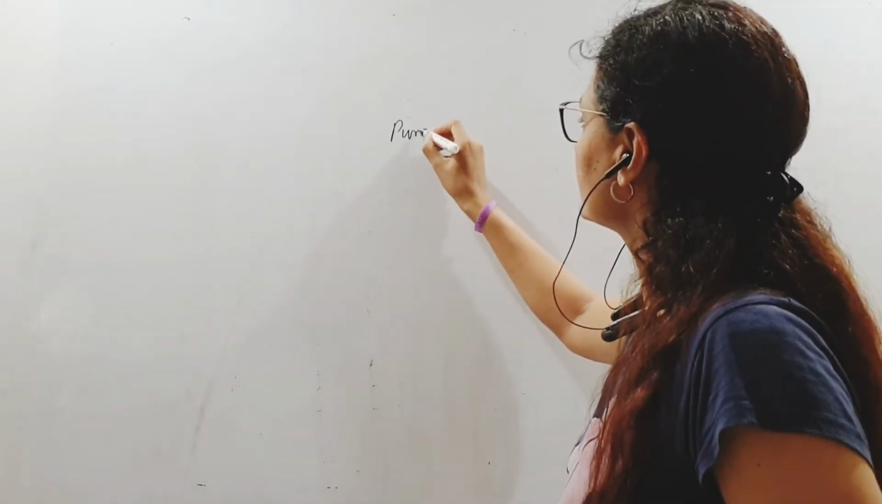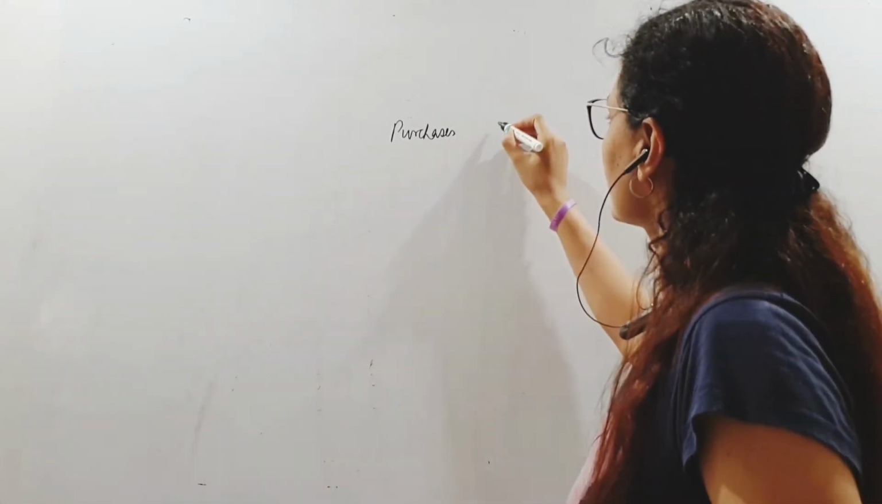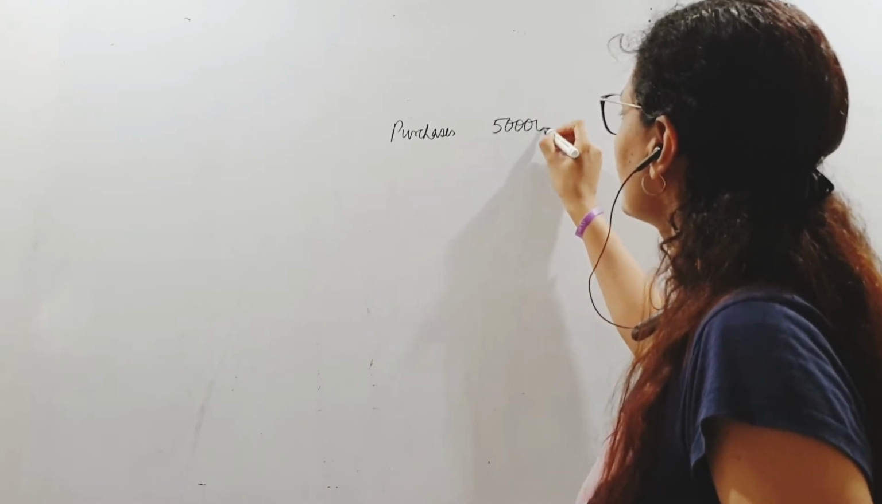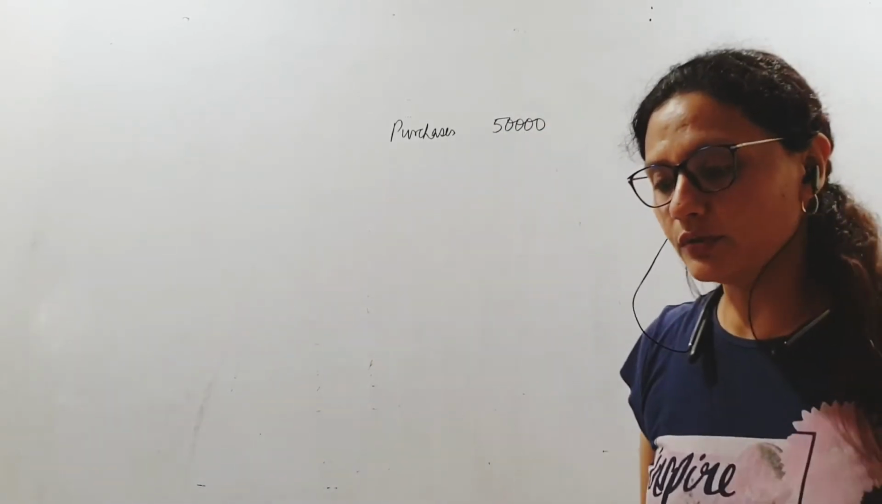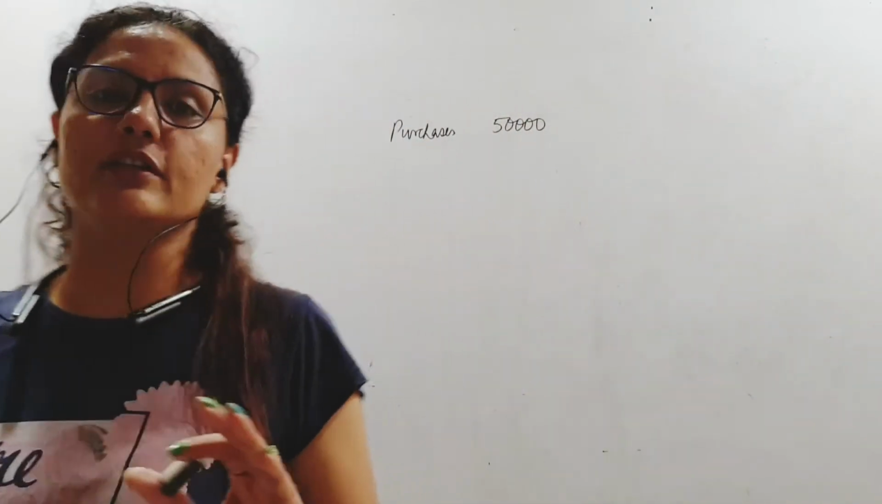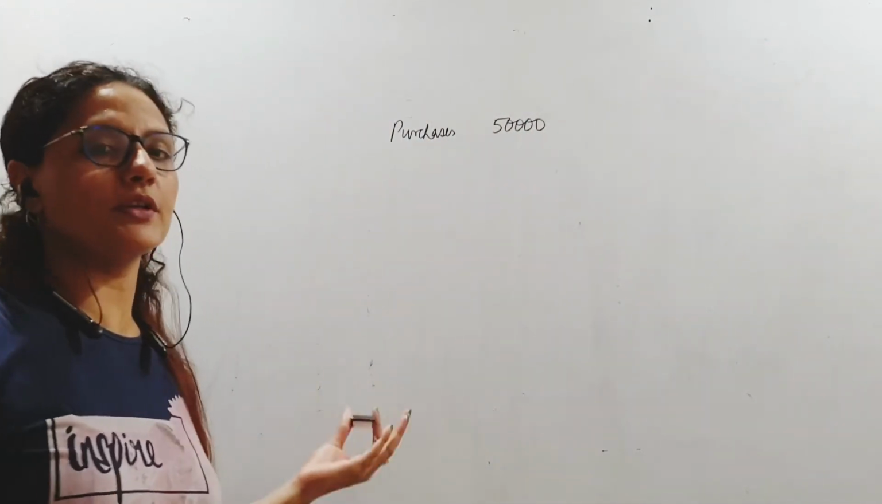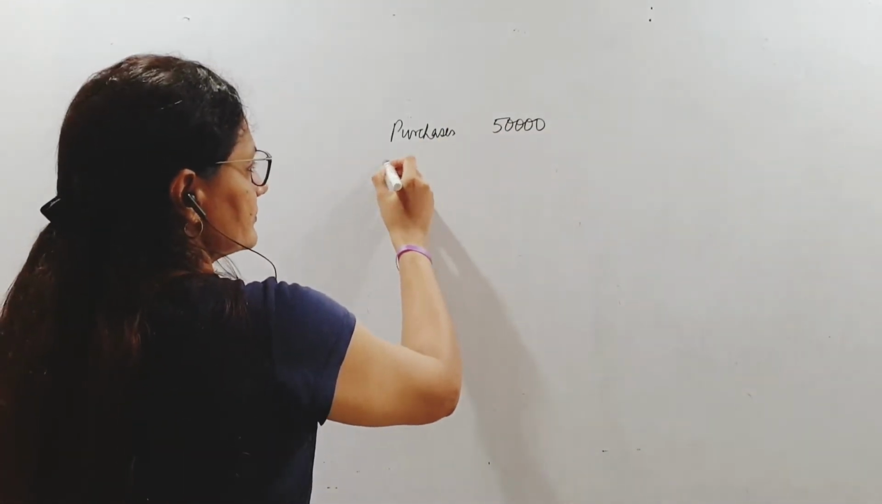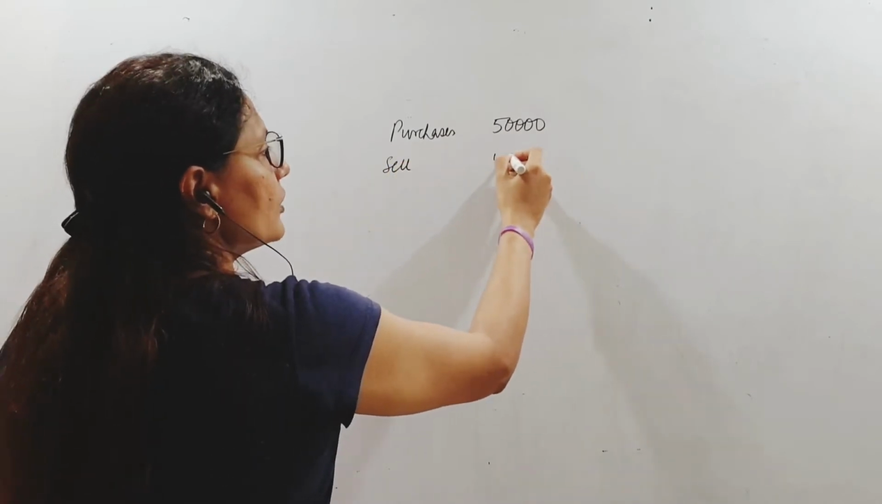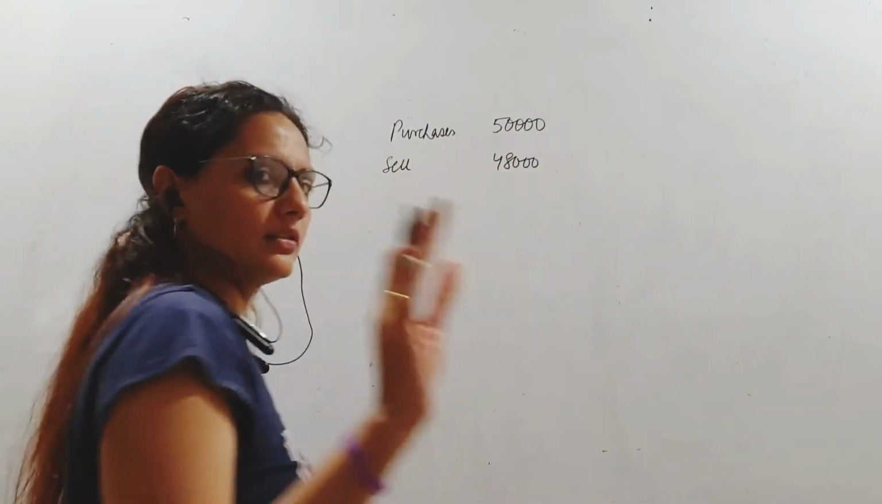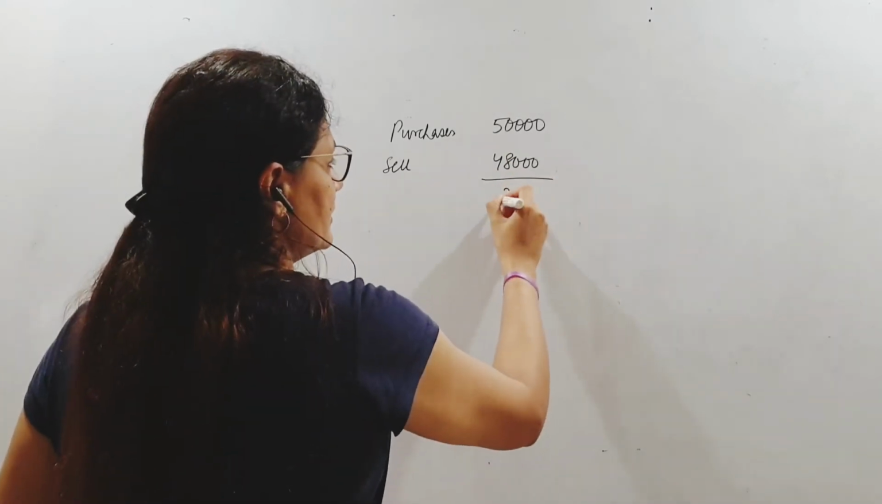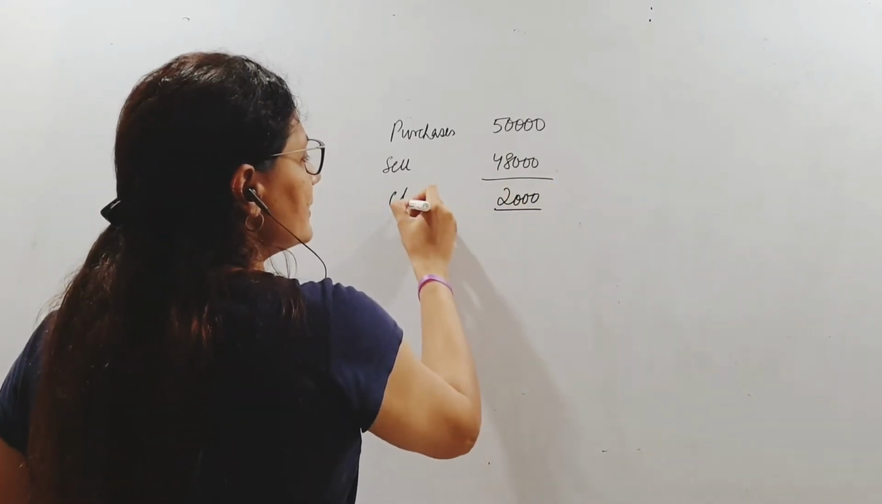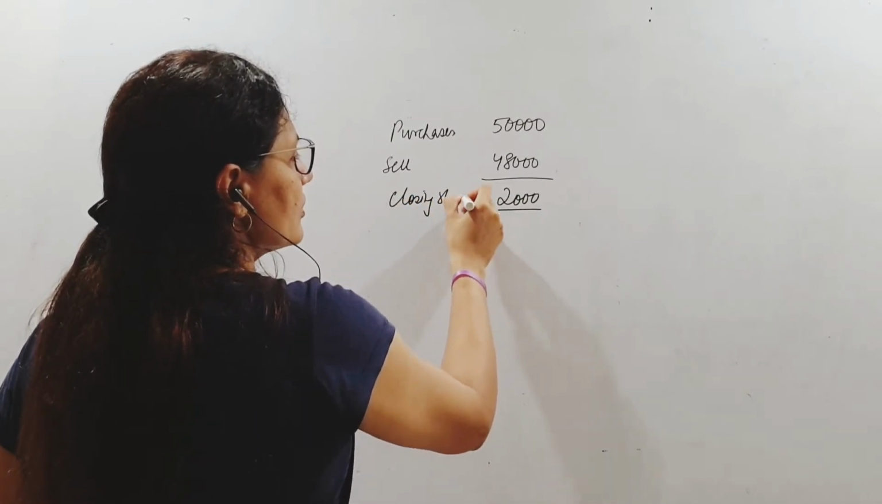Okay. So closing stock. Suppose a business has purchased, and therefore put in the purchases account, rupees 50,000. During the year, the business has made purchases of 50,000 worth of goods. Obviously, it has purchased to sell, right? Now, suppose it could sell goods worth 48,000. Fine, sold. But that means 2,000 worth of goods is still left, and that is your closing stock.